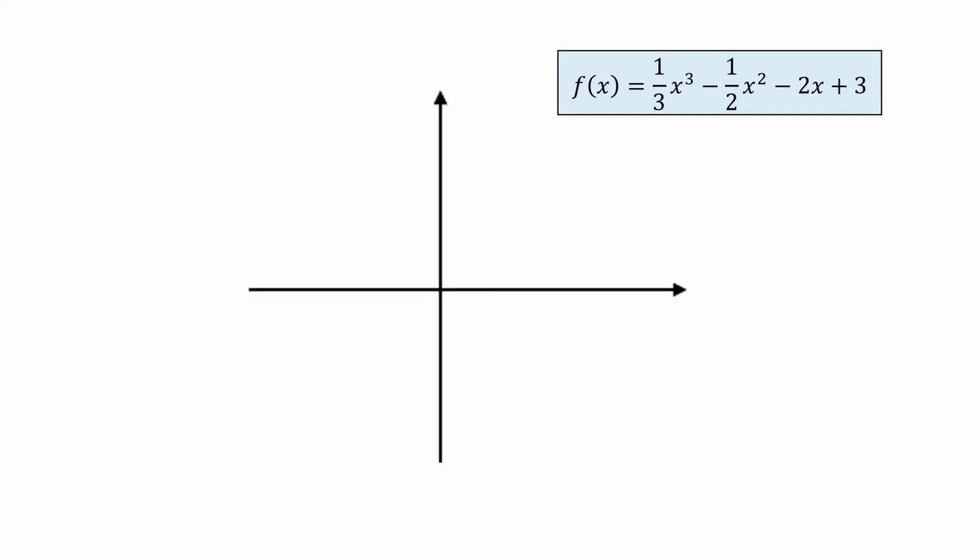Finally, we have sufficient information to get a pretty accurate sketch of the function f of x equals 1/3 x cubed minus 1/2 x squared minus 2x plus 3. For the xy plane, let's go ahead and mark the horizontal as the x-axis and the vertical as the y-axis, and we'll mark key values that we computed. First, let's mark the y-intercept of 3. Let's mark the local maximum we obtained using the first derivative, which was -1, and the y value we computed is 25/6.